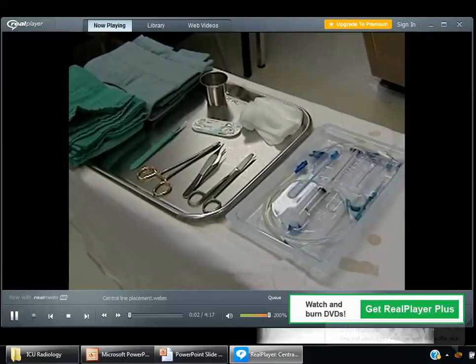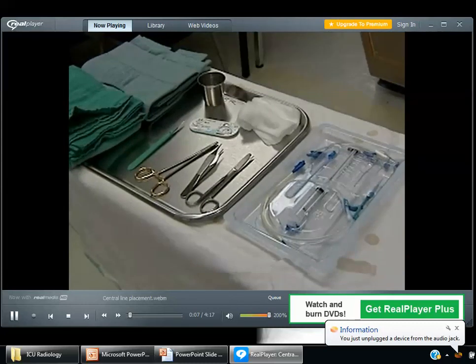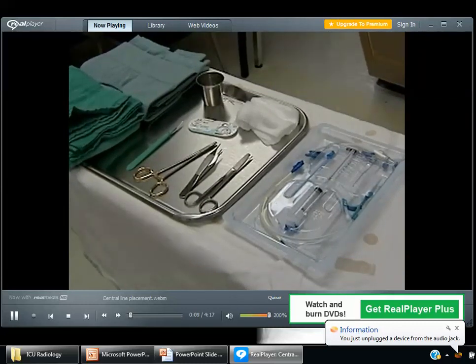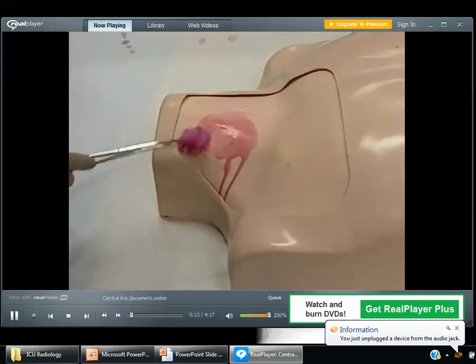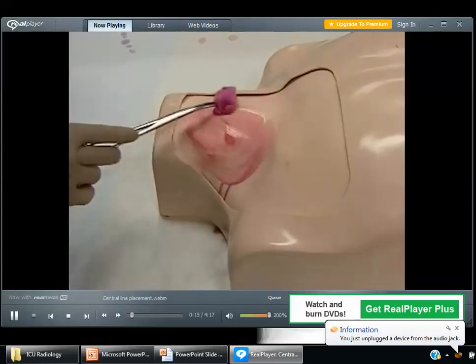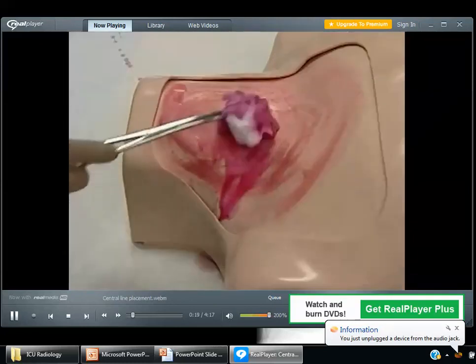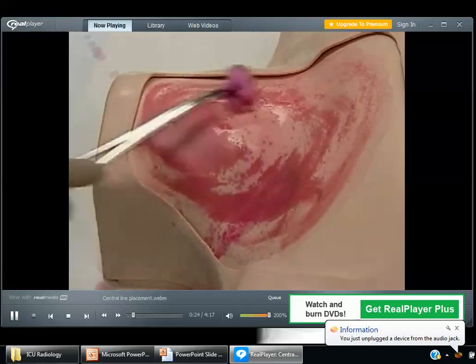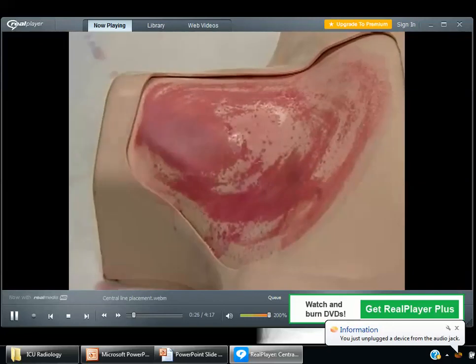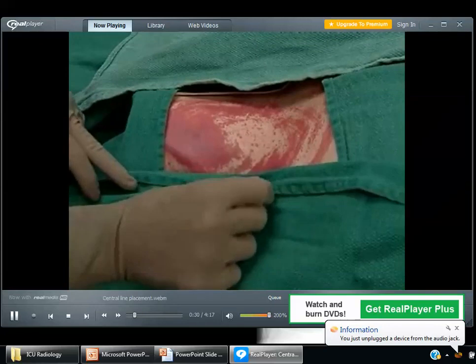To demonstrate the landmark-based technique for central venous line placement, we're using the equipment in this central line kit and suture tray, and our patient is a simulation mannequin. We prepare the skin surface by wiping with antiseptic, circling outwards once, twice, and a third time. Our patient should be in Trendelenburg position with head turned slightly to the left. And we apply sterile drapes around the field.